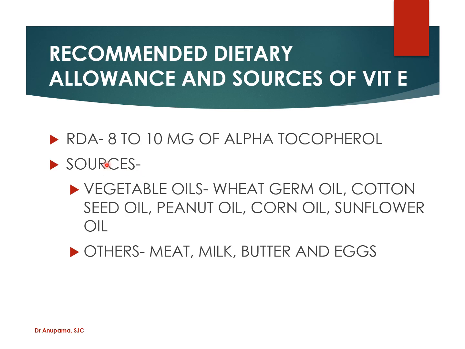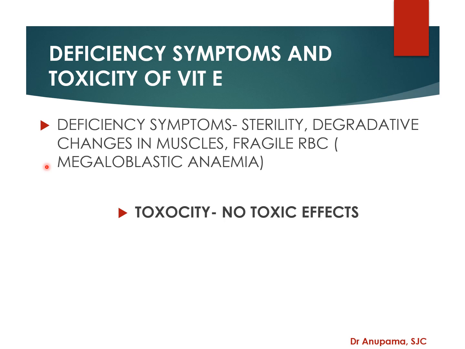Recommended dietary allowance is 8 to 10 milligrams of alpha tocopherol. Sources for this vitamin are vegetable oils like wheat germ oil, cottonseed oil, peanut oil, corn oil, sunflower oil, etc. And animal sources include meat, milk, butter, eggs, and so on. Then coming to deficiency symptoms: sterility, degenerative changes in the muscles, and fragile RBC, which leads to megaloblastic anemia. As such, this vitamin has no toxic effects even if consumed in high concentrations. So there is no hypervitaminosis.